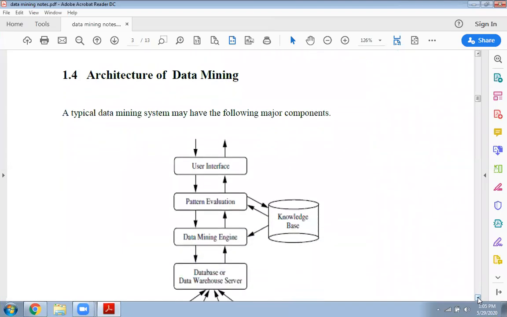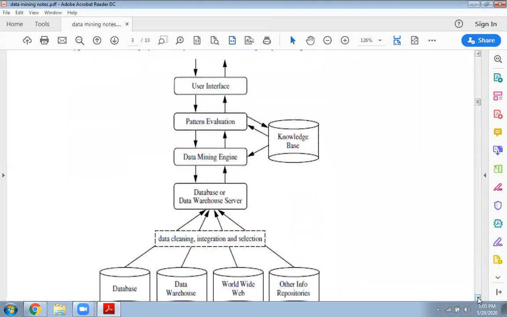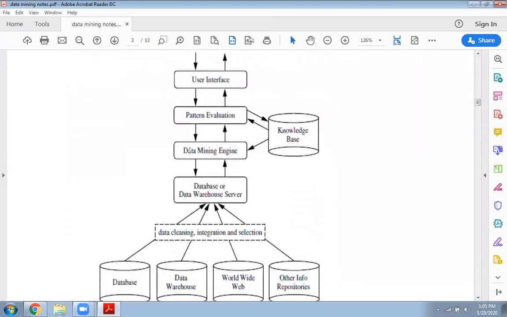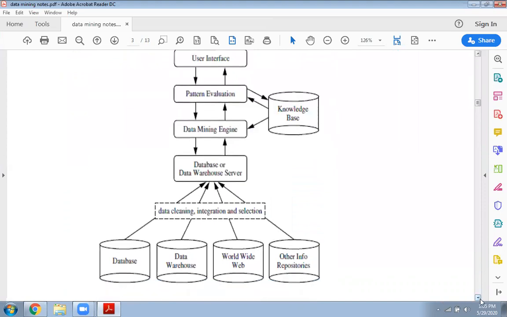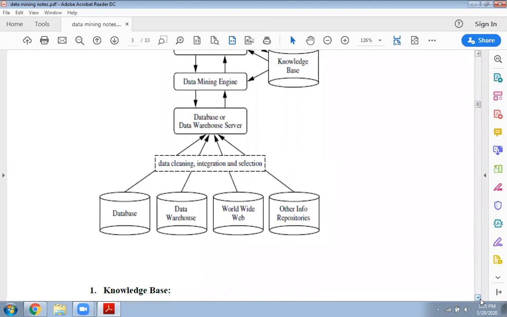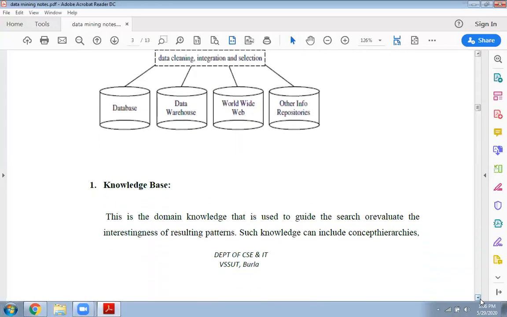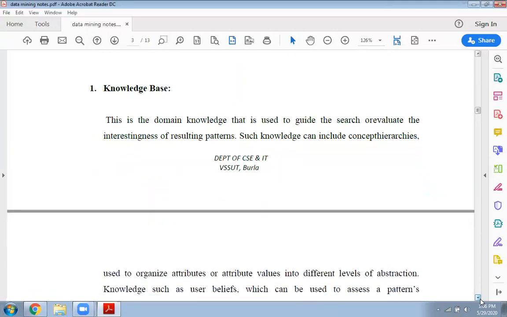So the architecture of data mining, you can see here. As a user interface, we evaluate the patterns. There's a data mining engine where we do all such tasks, and then cleaning and integration, and the data is sent to the database. Then we send it to a data warehouse, the World Wide Web, or other information repositories. For example, this data can be present in a particular database only, or it can be present in data warehouses where a number of databases are present, or on the net or other information repositories.